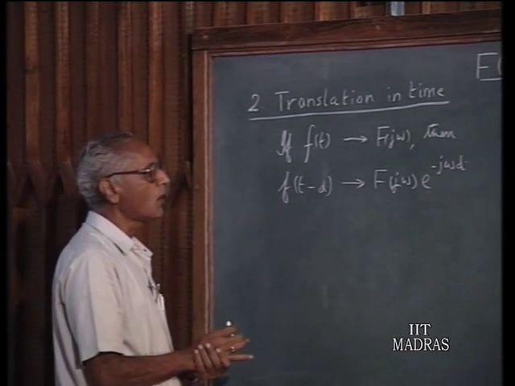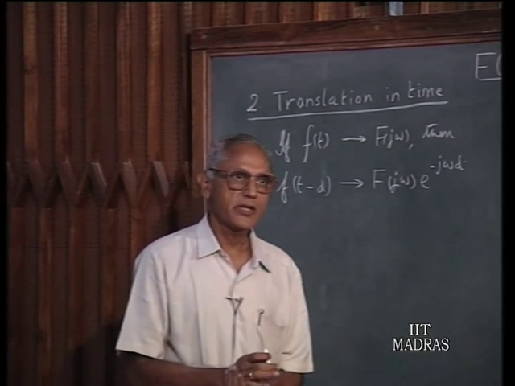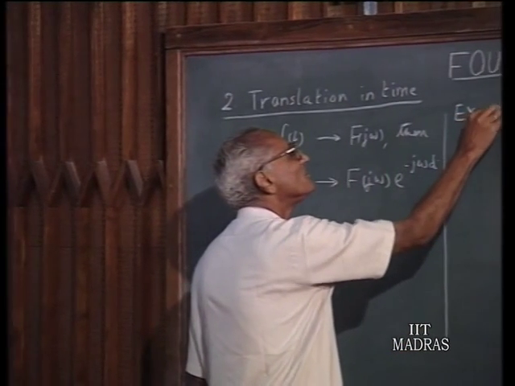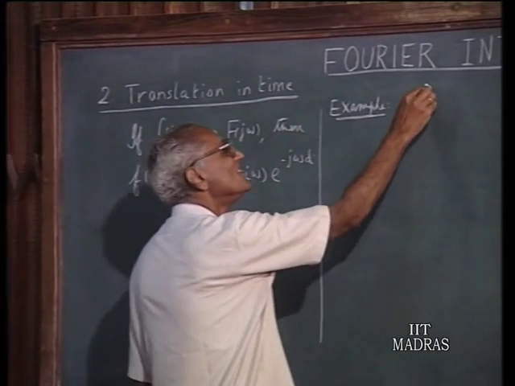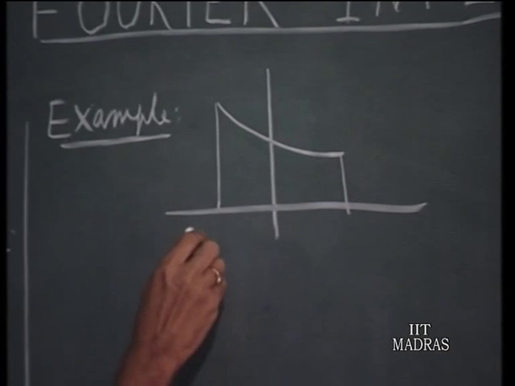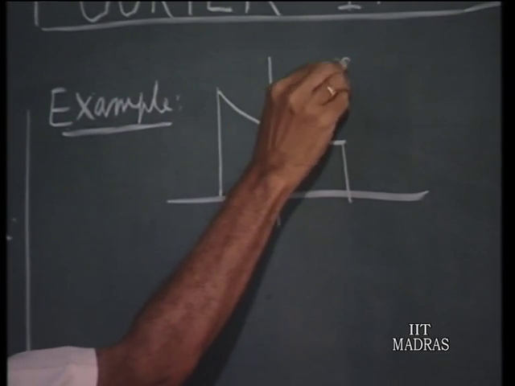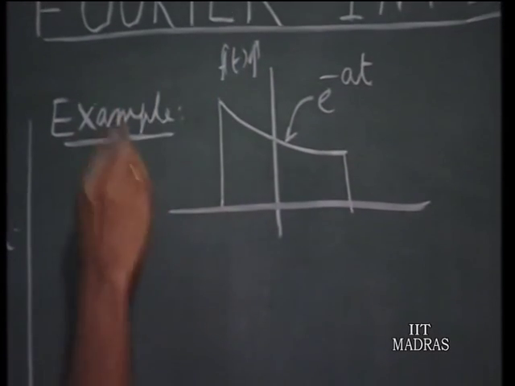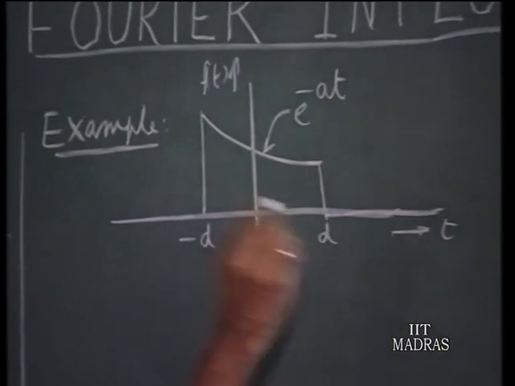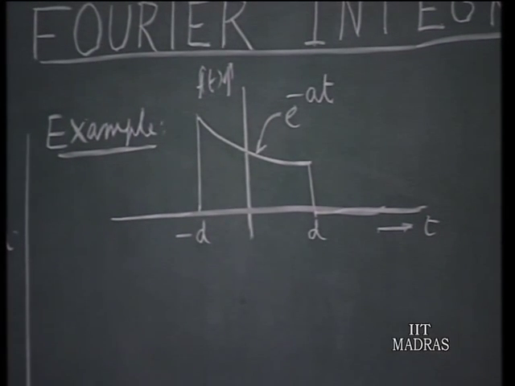Let us work out an example of how this property can be used to find the Fourier transforms of certain signals. Suppose we take a function which follows the rule e to the power of minus a t for a finite duration from minus d to plus d and is 0 everywhere else. So, that is the function that we are talking about. We can find the Fourier transform by integrating this f of t multiplied by e to the power of minus j omega t from minus d to d.